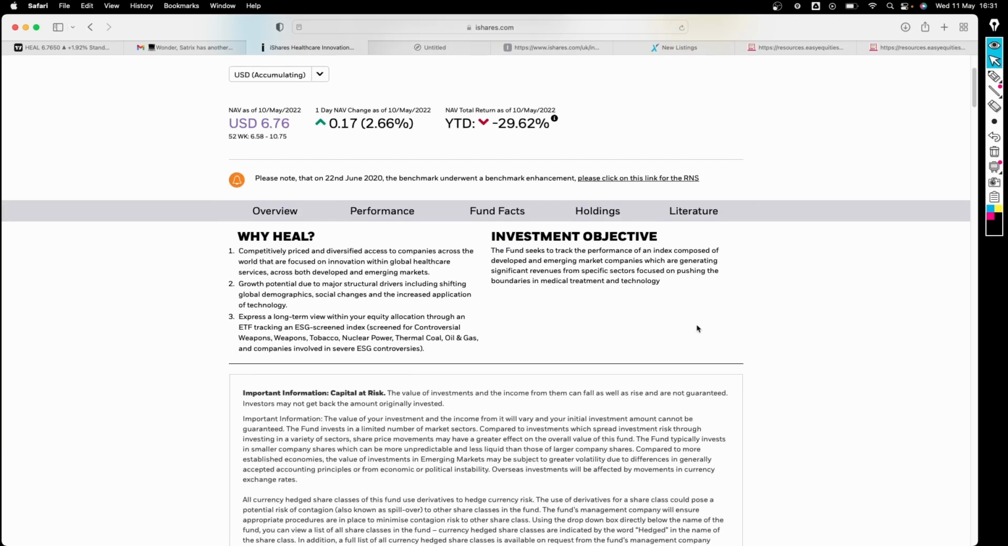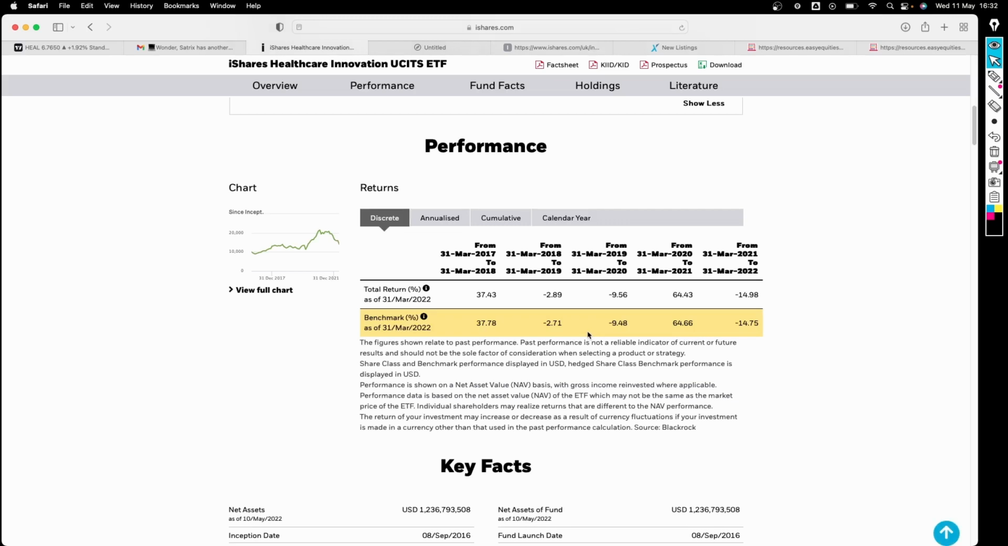So the investment objective is to track the performance of the index that is composed of developed and emerging market companies, which are generating significant revenue from specific sectors that are focused on pushing the boundaries of medical treatment and technology. Well, that's a mouthful. You still have time to go through this information on your own and then make an informed decision. So what do we find here?